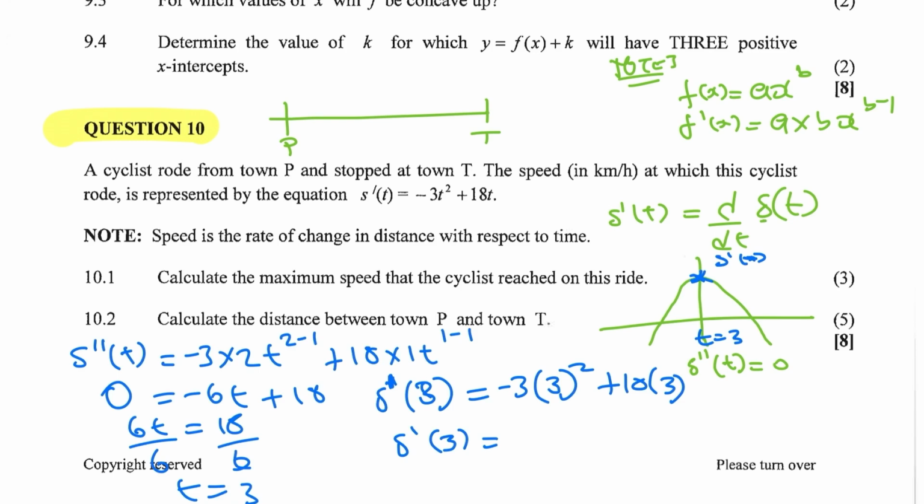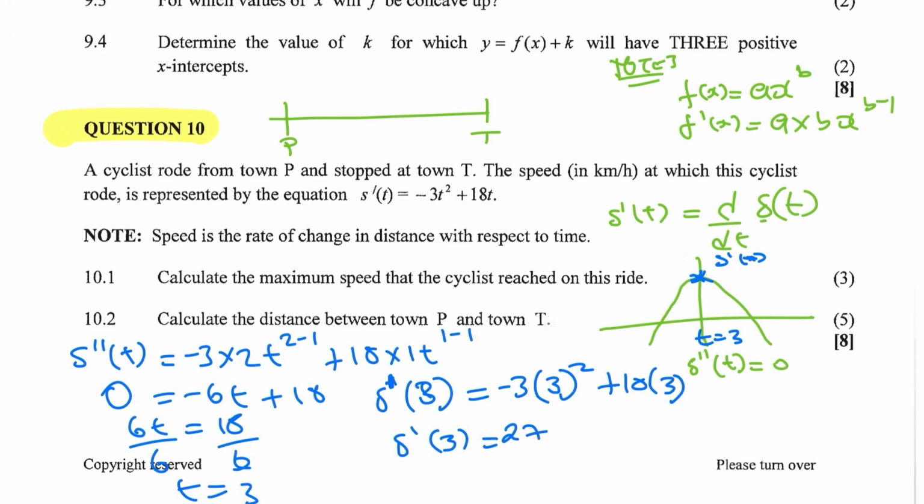To calculate the maximum speed, you just take the time, which is 3 hours, and substitute it in this equation here to find the speed. So it's going to be negative 3. Just punch it in your calculator, you should get 27. This is in terms of hours, this is in terms of kilometers. So at 27 kilometers, that's when he had the maximum speed.